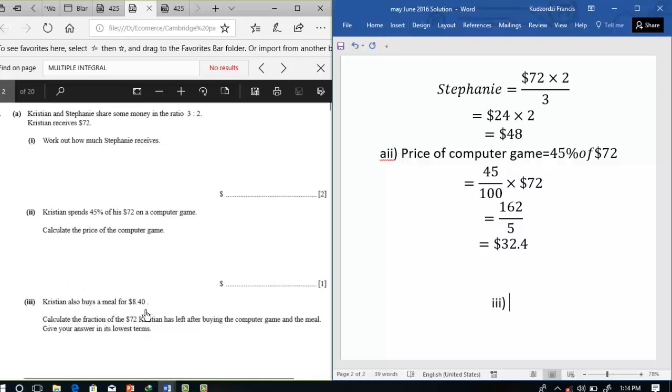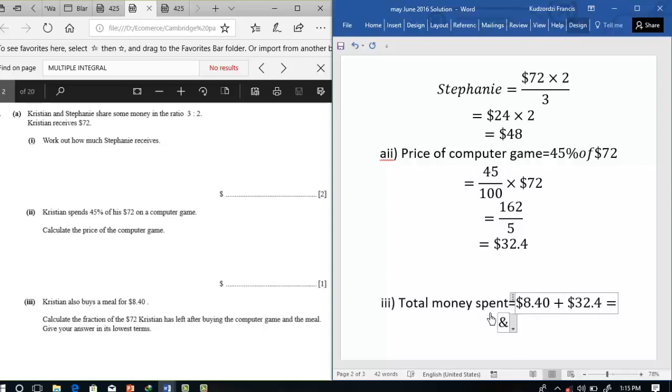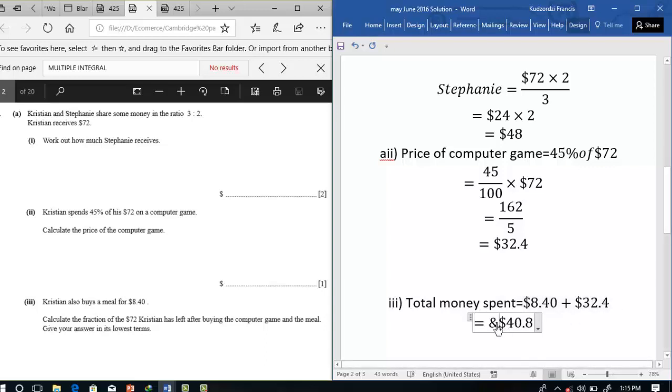Christian also buys a meal for $8.40. Calculate the fraction of the 72 Christian has left after buying the computer game and the meal. So total money spent is $8.40 plus $32.4, and when we add this we get $40.8. So this is the total money spent.